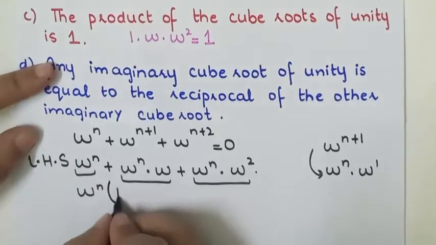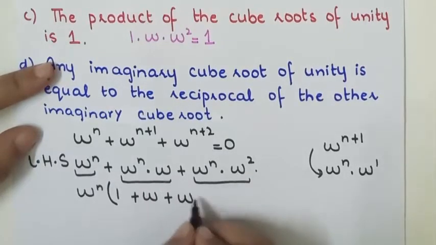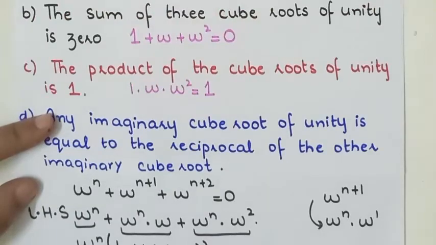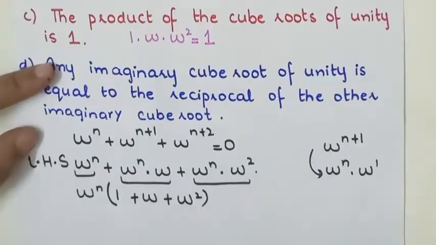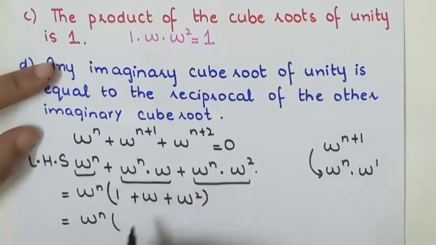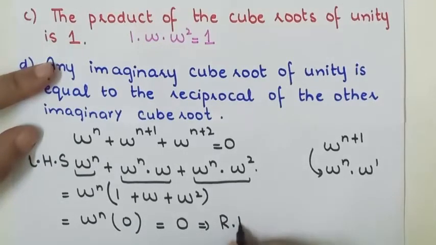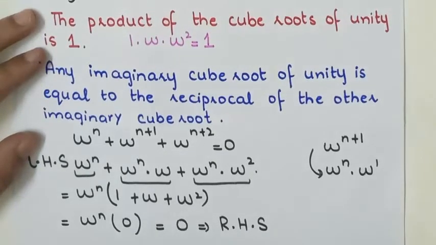Now here we have (1 + ω + ω²). And we know that the sum of the three cube roots of unity is 0. So it means ω^n times this term, which will approach 0. And something when it is multiplied with 0, we have the answer 0, which is our right hand side. So this is a very basic and important result. Let's move towards the next one.